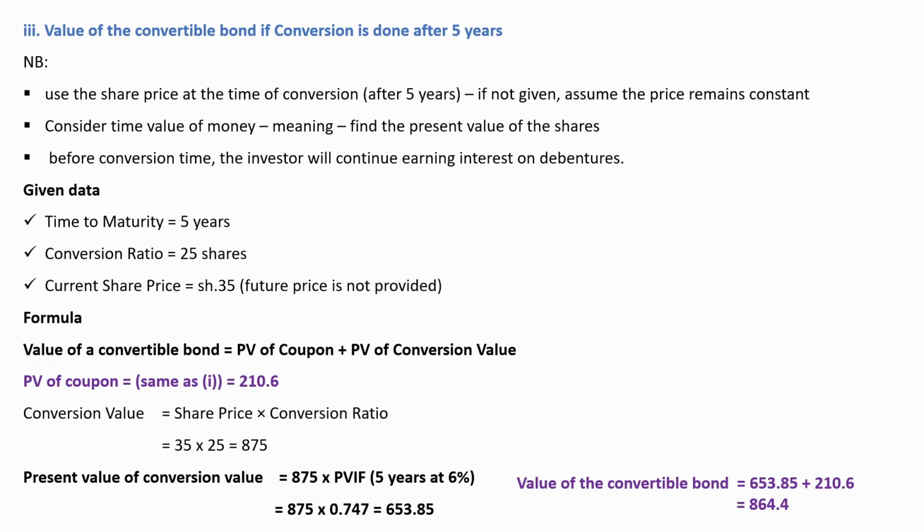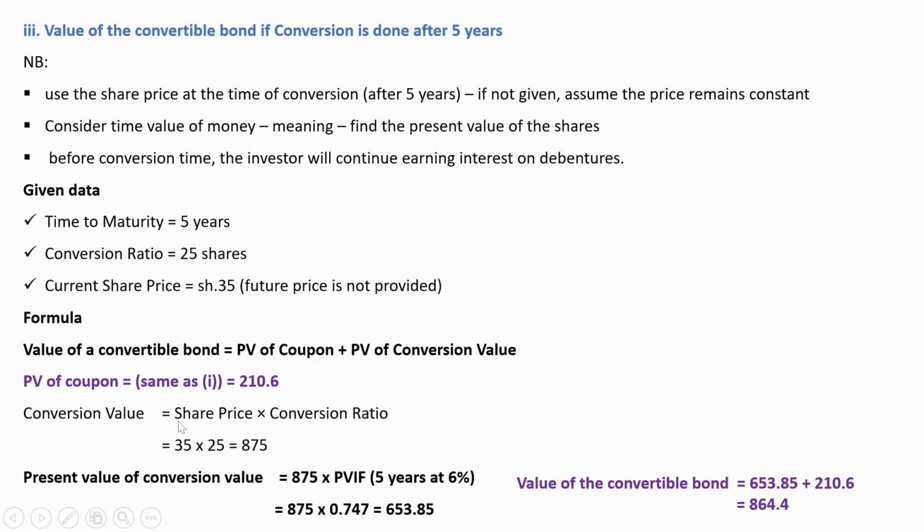So remember the formula that I had given you earlier. Value of a convertible bond where conversion takes place in the future is given by present value of coupon plus present value of conversion value. So each one must be at present value. Present value of coupon, we don't have to calculate it again because it is the same as what we had in required number 1. It was 210.6. So the only working we need is for the last part, present value of conversion value.